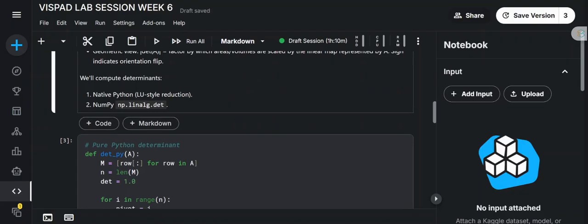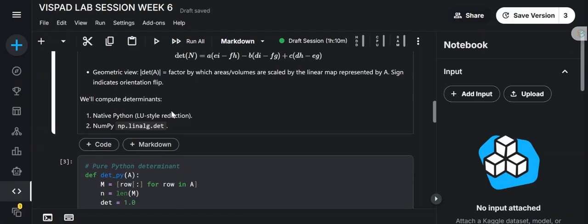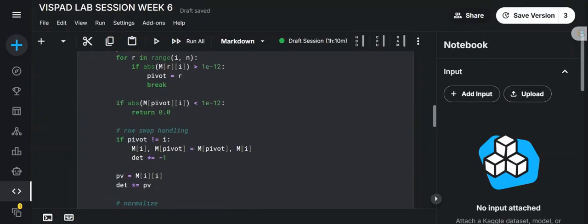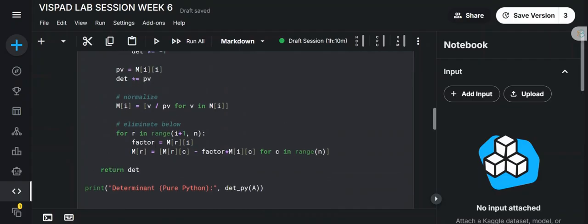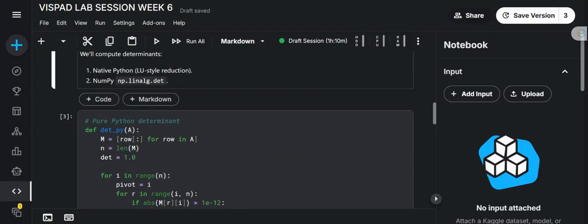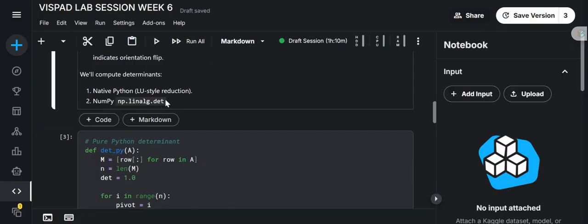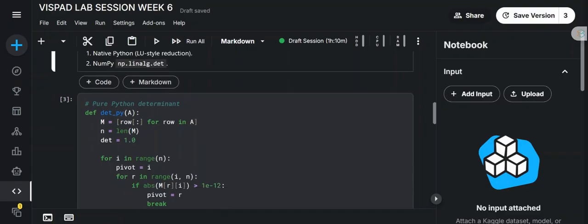Okay. We'll do it. Don't worry. It may be a bit confusing because it uses a certain concept which may be unknown to some of you, which is called the LU decomposition or LU style reduction. Okay. I'm not going to go into how that particular algorithm works. I just want you to know that that is the reasoning behind the NumPy method for calculating the determinant of any matrix. It also uses the LU reduction.